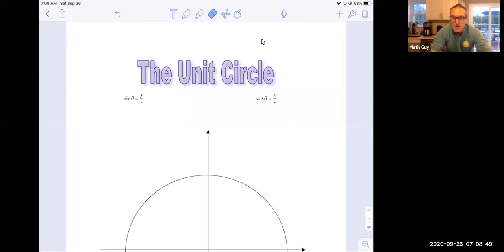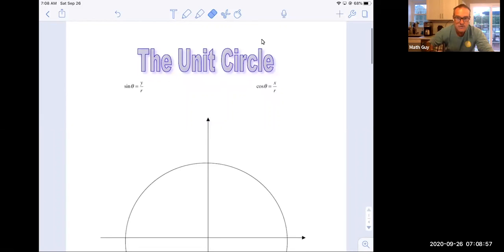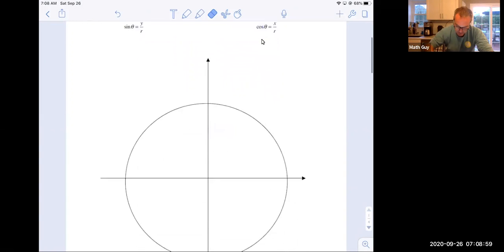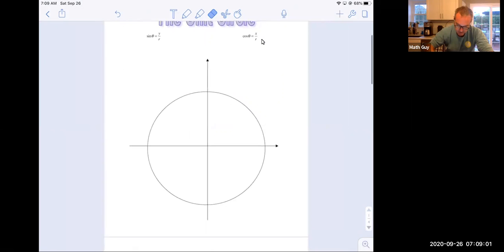Okay, this morning we're going to talk about sine and cosine on the unit circle. Before we do that, we're going to want to fill in our unit circle. So draw yourself a big circle on the XY coordinate axis. And let's fill in some of our angles.